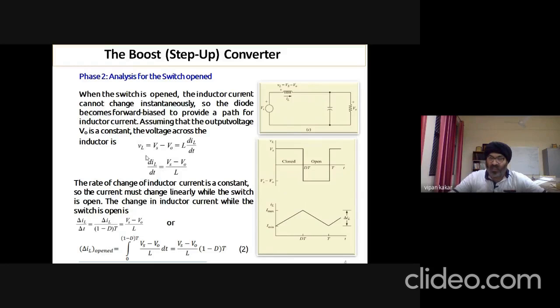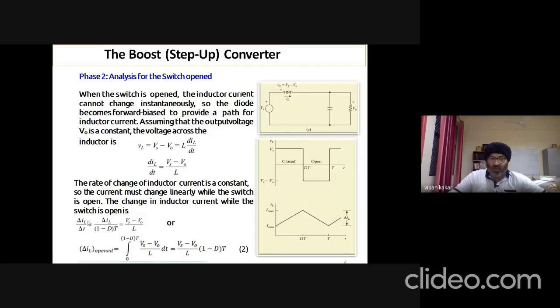So now again, what is the rate of change of current, diL by dt? It is equal to Vs minus Vo by L, or input minus output voltage divided by the inductance value. Assuming the rate of change of inductor current is constant, the current is again changing linearly, as we saw in phase 1.